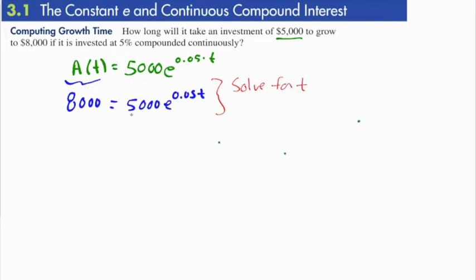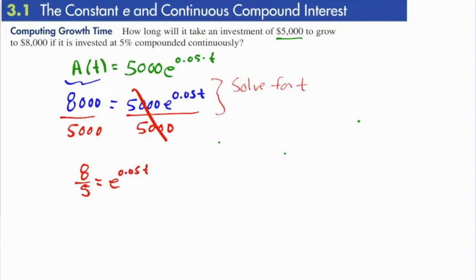So the first thing we can do is divide both sides of the equation by 5,000. This will give us 8/5 is equal to e to the 0.05t. Now, anytime we like to get a variable out of an exponent, we need to do the opposite or the inverse operation, and that involves logarithms. So we need to take the log with the same base as e, and that's the natural log. So ln of e to the 0.05t is equal to ln of 8/5.